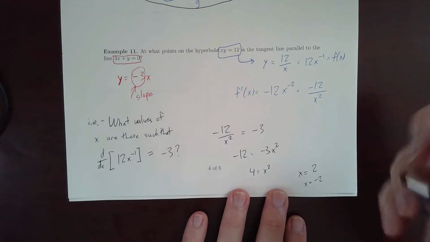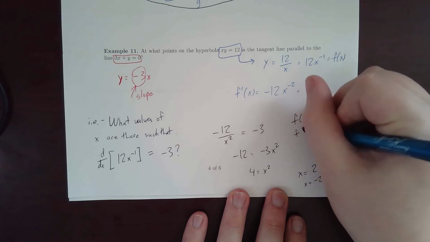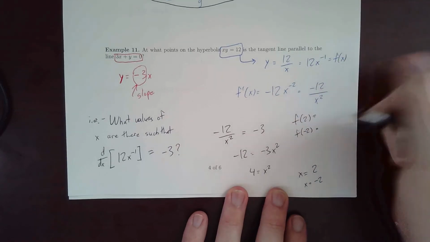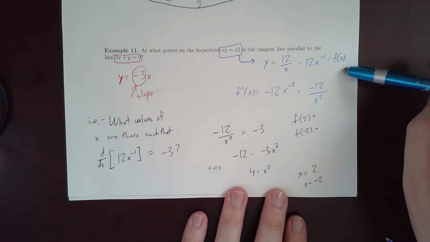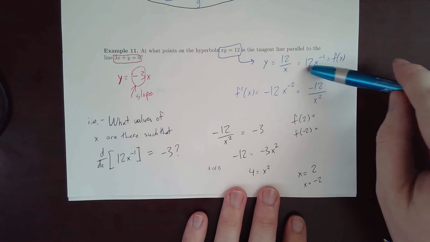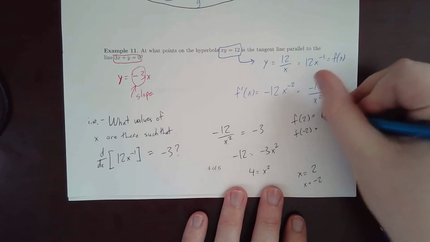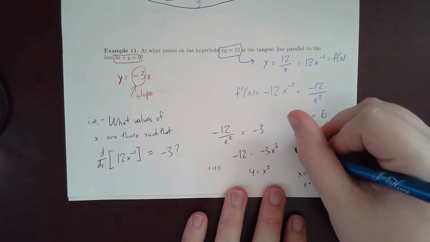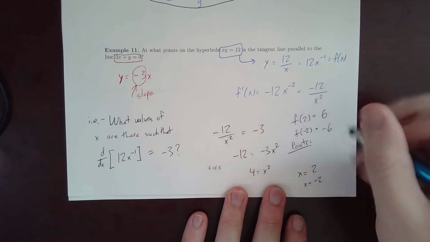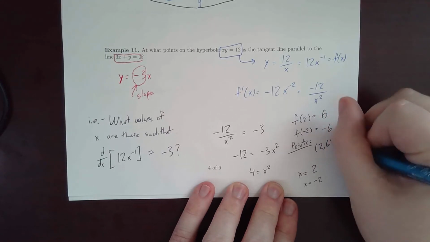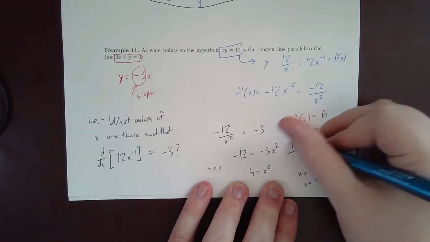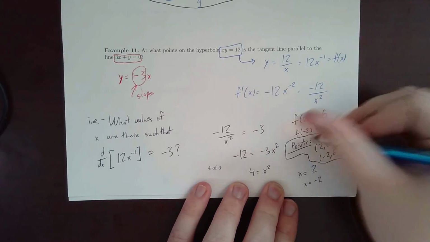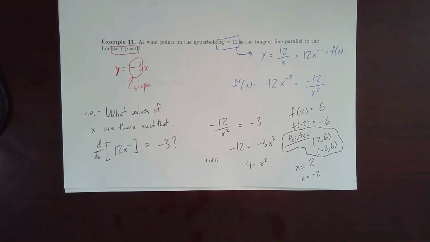If we want to know what points we're looking for, we just need to find f of 2 and f of negative 2 for this function f of x. If we plug in 2, we'll get 12 divided by 2, which will be 6. And if we plug in negative 2, we'll get 12 divided by negative 2, which is negative 6. So our points are going to be the points (2, 6) and (negative 2, negative 6). So again, in some cases, all we care about are the x values. In other cases, we are looking for specific points on a line in order to figure out exactly what we're looking for.